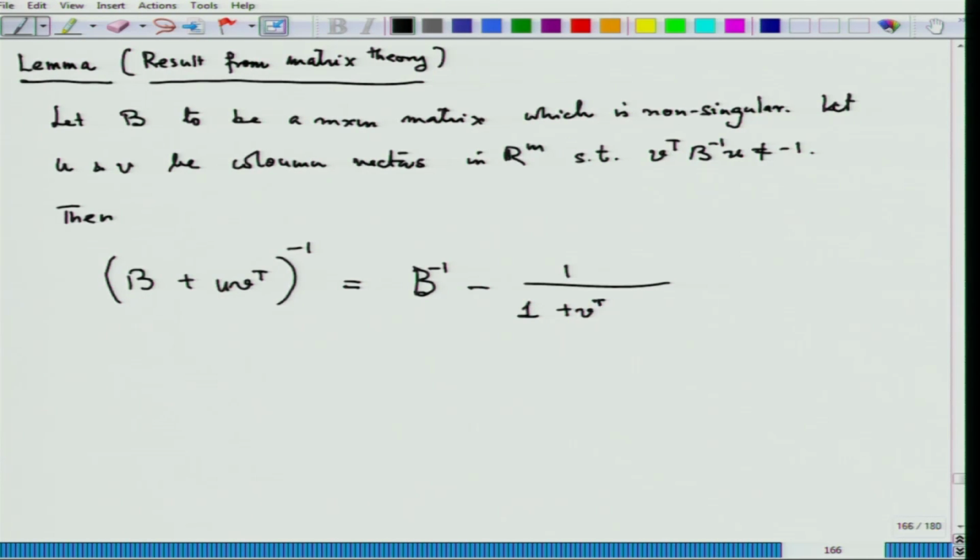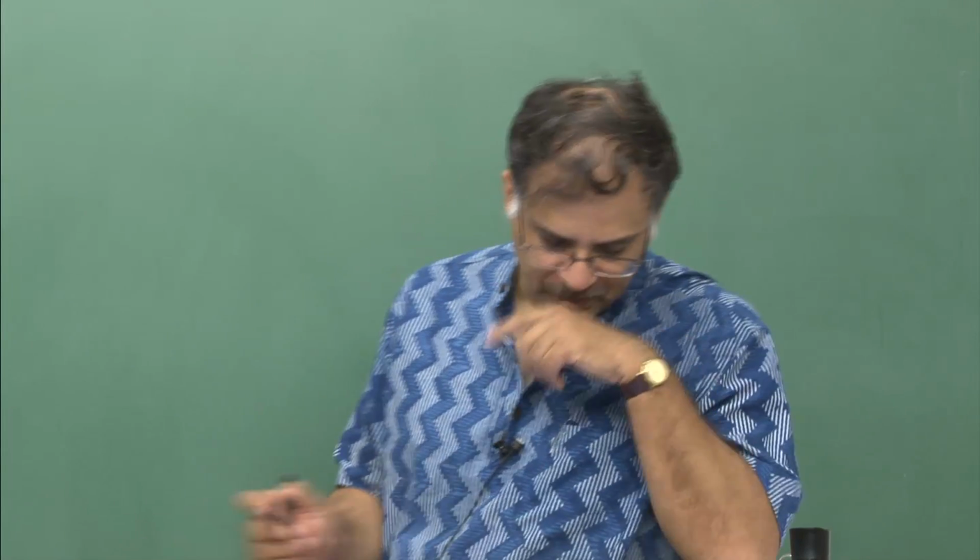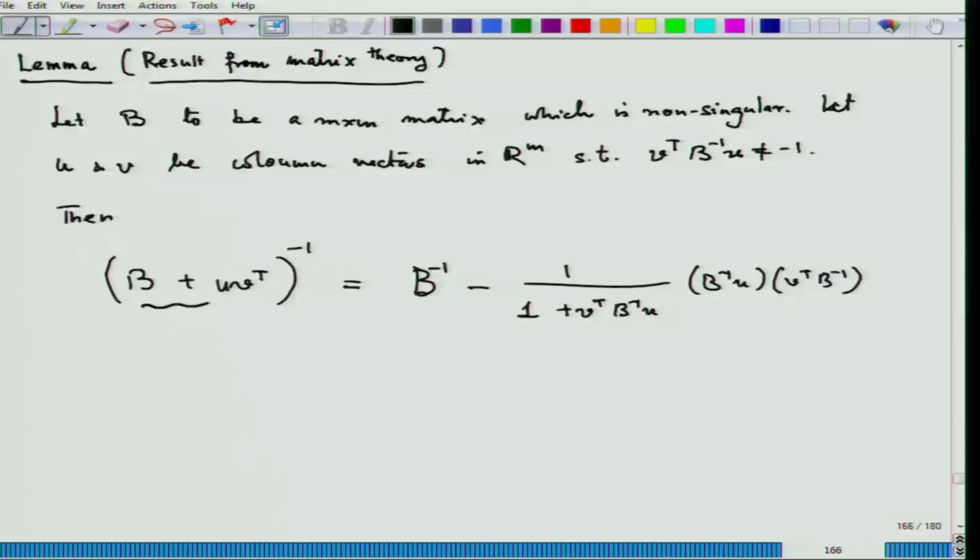you should observe that v transpose B inverse u is what you have. Now, you have to understand why we are computing this inverse. This whole thing, B plus u v transpose, is called a rank 1 update. It is called a rank 1 update because u v transpose is a rank 1 matrix.